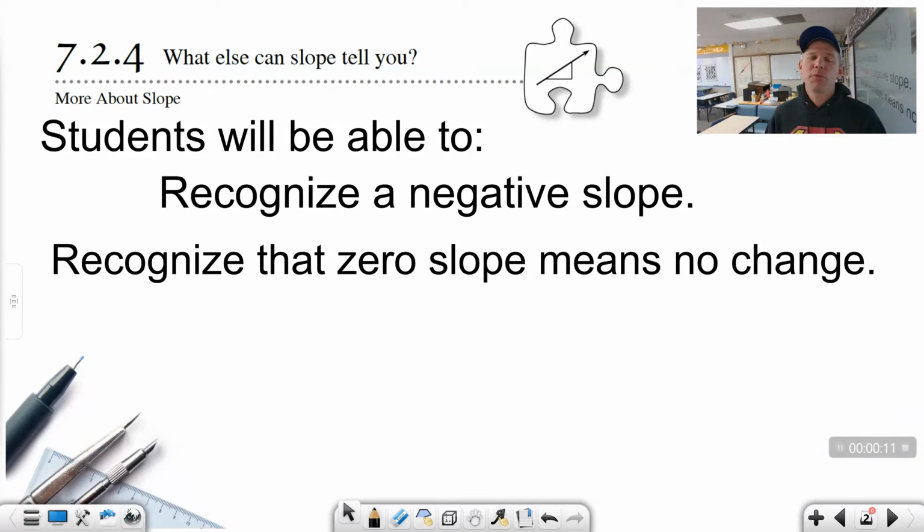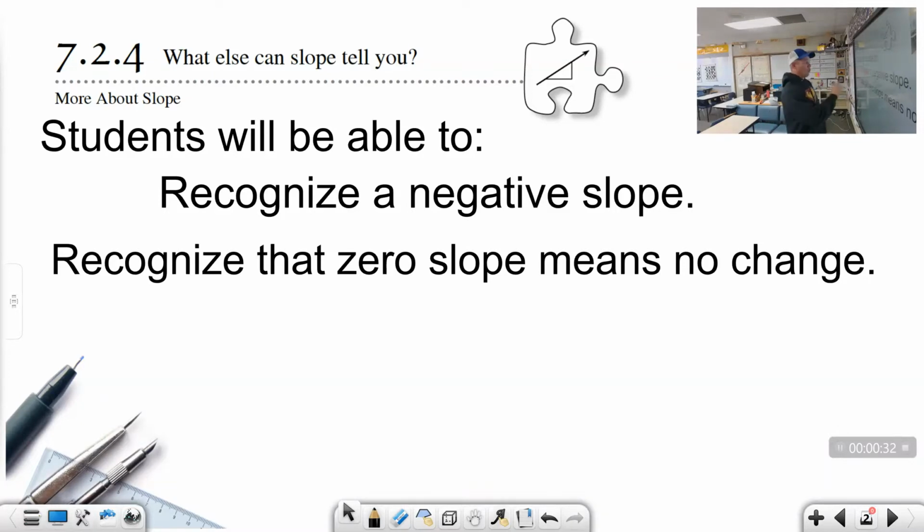Now in the last couple lessons we've been working on calculating slope. Remember, calculating slope just means counting the stair. How much does it go up? How much does it go over? Okay, we've been talking about slope, and today we're going to continue to work on that skill, but we're also going to interpret what slope is.